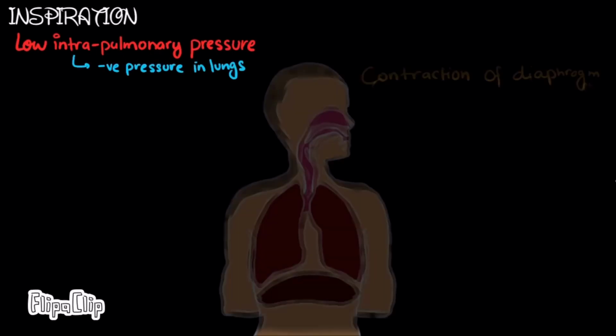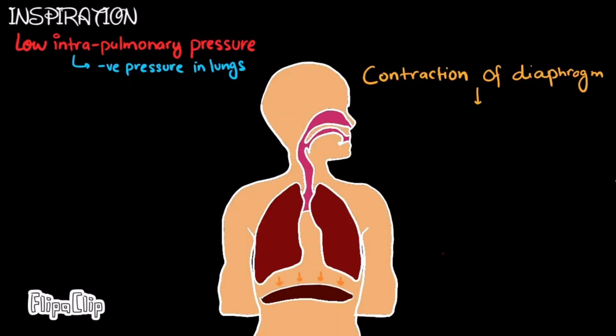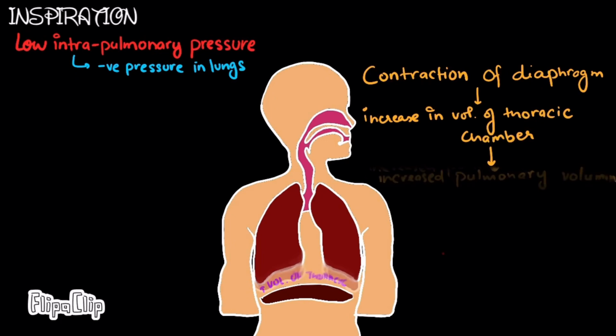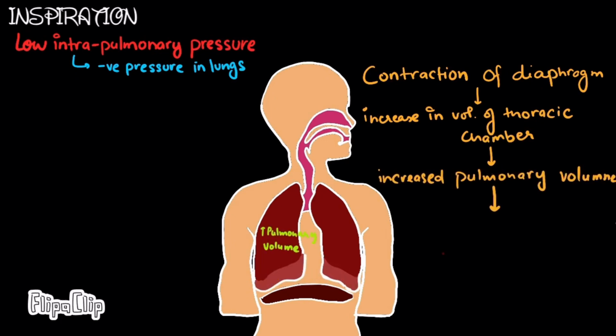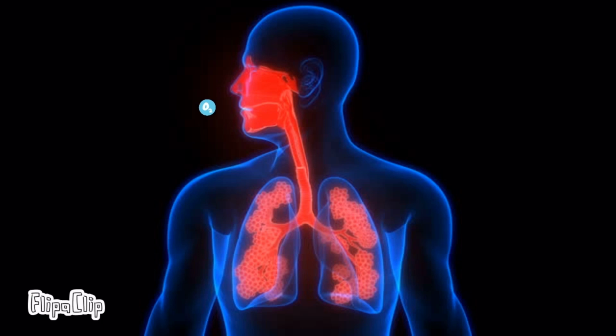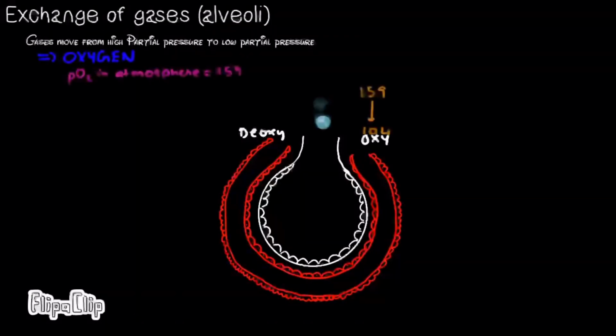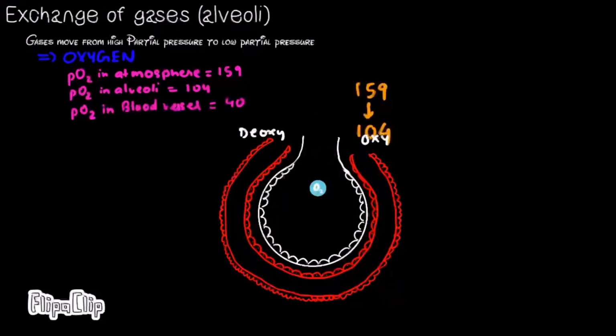Inspiration. Low intrapulmonary pressure causes negative pressure in the lungs, contraction of the diaphragm, and an increase in the volume of the thoracic chamber and pulmonary volume, therefore forcing air to move inside. Oxygen is therefore inhaled. O2 moves from a partial pressure of 159 to 104 in the alveoli, and then diffuses into the deoxygenated blood vessel with partial pressure 40, hence oxygenating it.